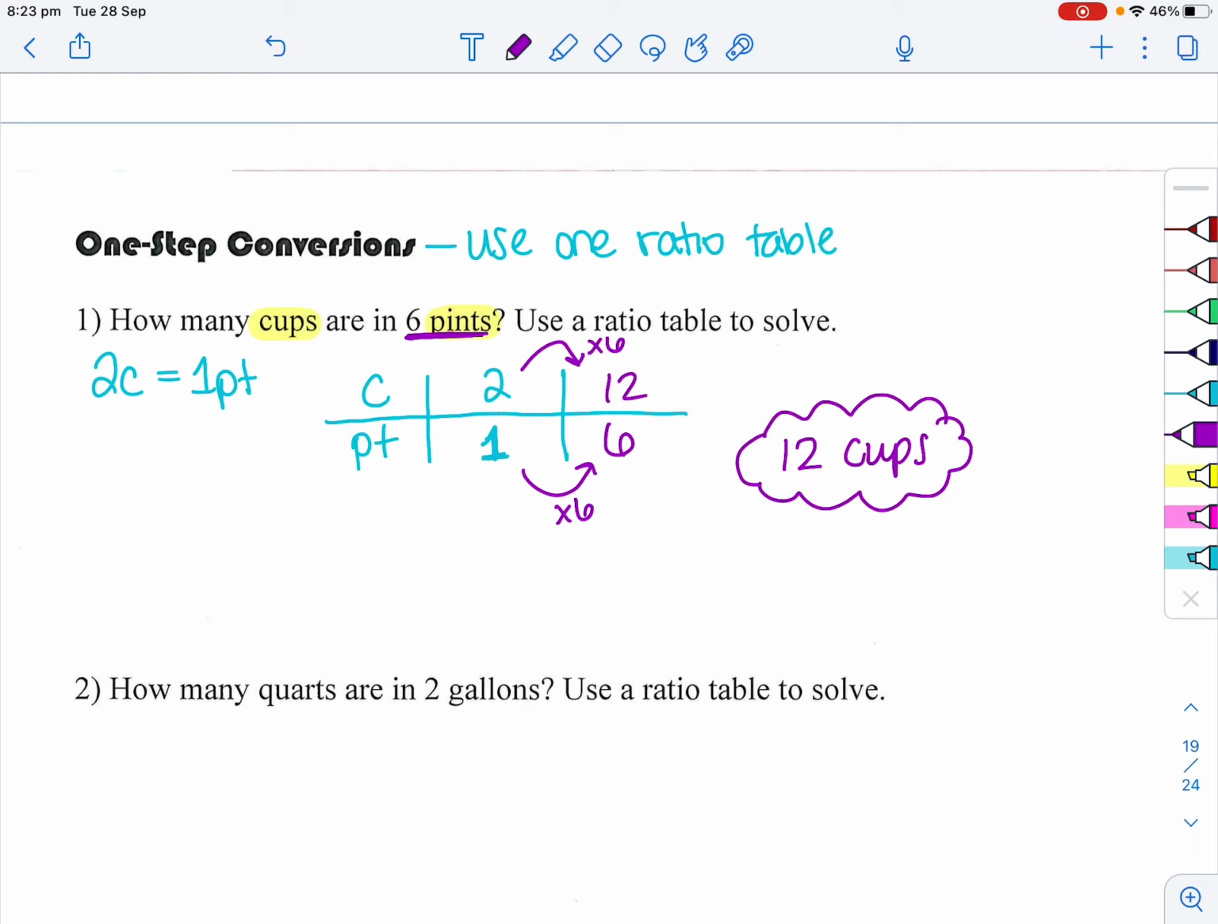Okay, so that's a liquid conversion. So if we're measuring a liquid, an amount of liquid, and I have 6 pints of it, that would equal 12 cups of the same liquid.